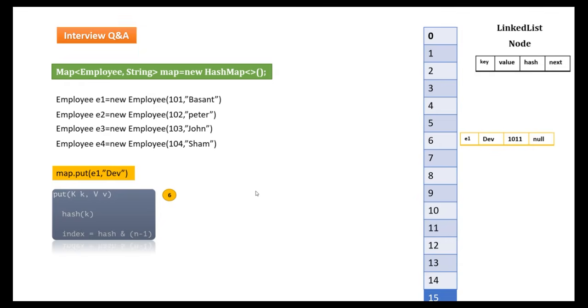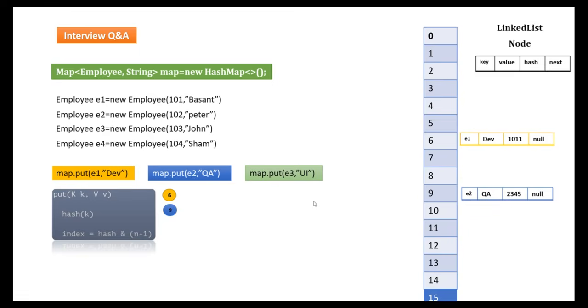Now similarly, let's assume I am trying to add my second object. Again it comes to the put method, evaluates the hash, then evaluates the index. Let's assume it evaluates the index as 9. Now simply this node will go and be stored in my bucket 9. If you observe, again it stores key, value, hash, then the next reference, which is null because there is no other element in this bucket.